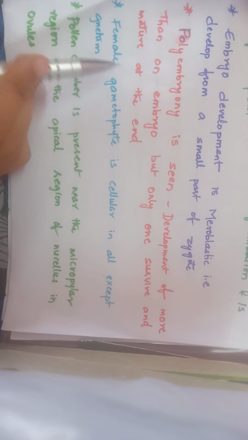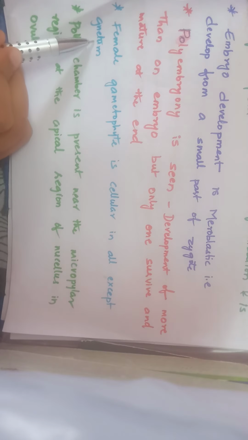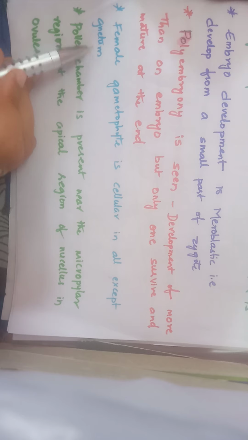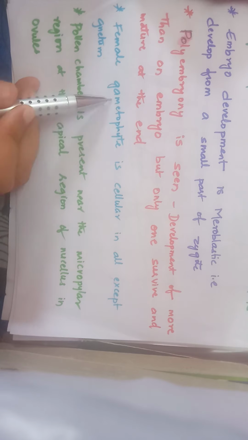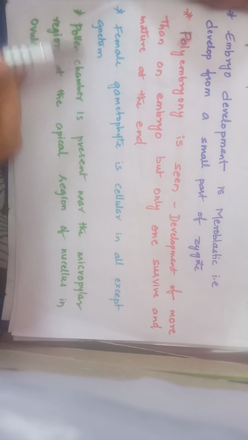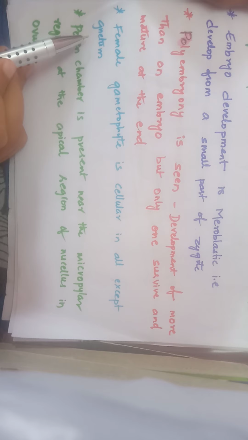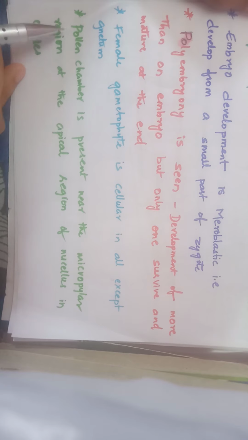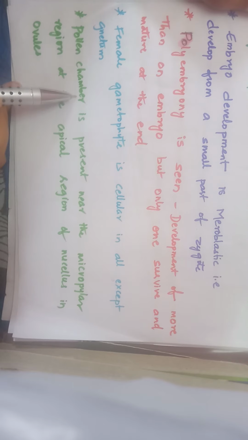Here the female gametophyte is cellular in all except Gnetum. In all types of gymnosperms the female gametophyte is cellular, having cell-like structures inside it, whereas in Gnetum it is of the nuclear type. It means that inside the female gametophyte it contains free nuclei, similar to the angiosperms. Here in the gymnosperms there is a specific structure which is known as the pollen chamber.